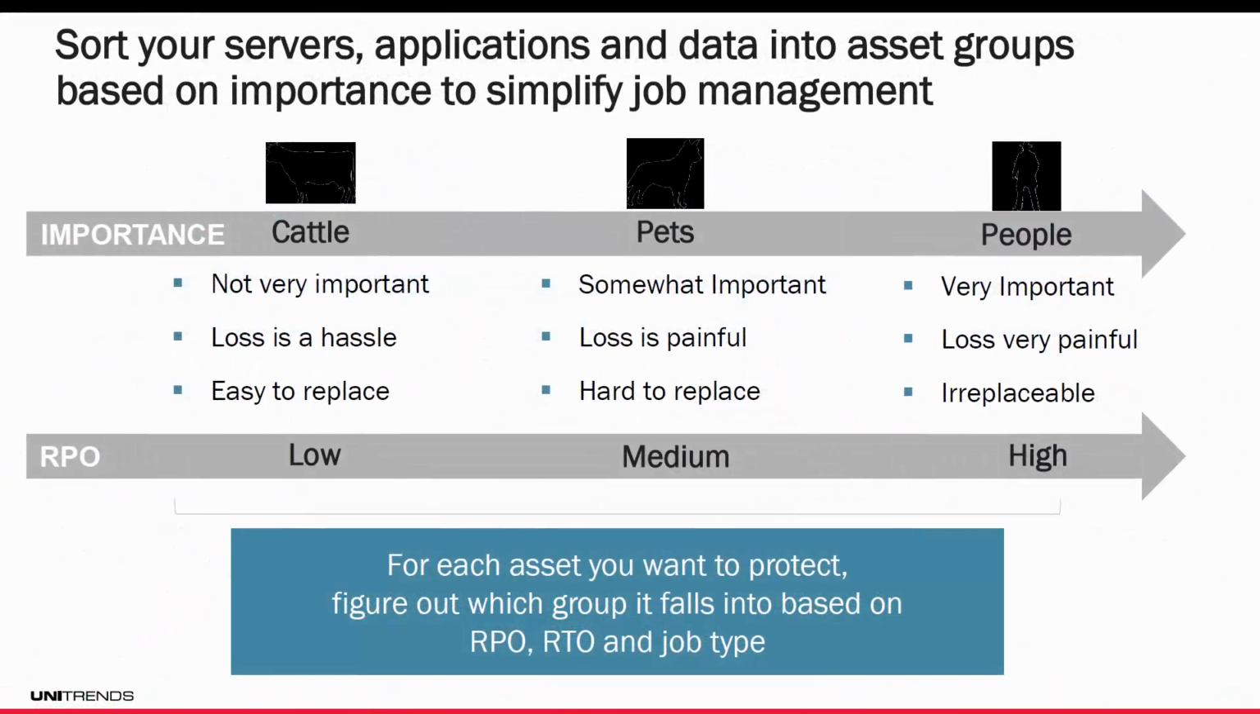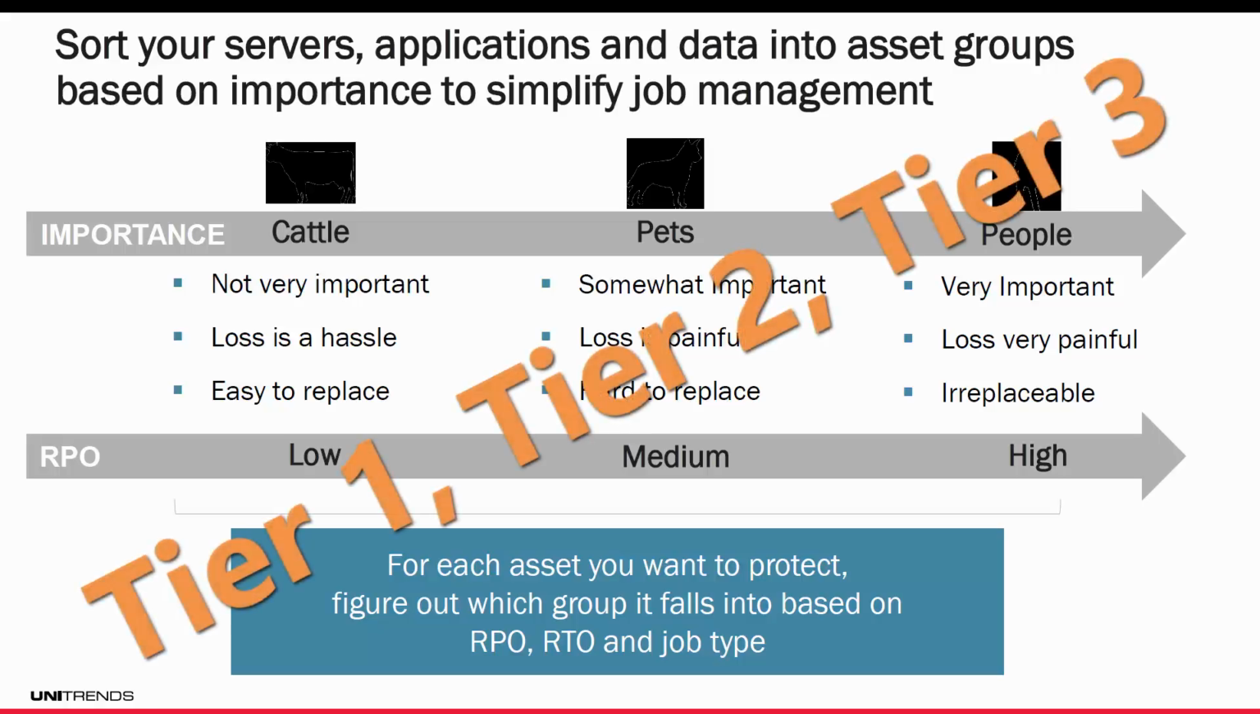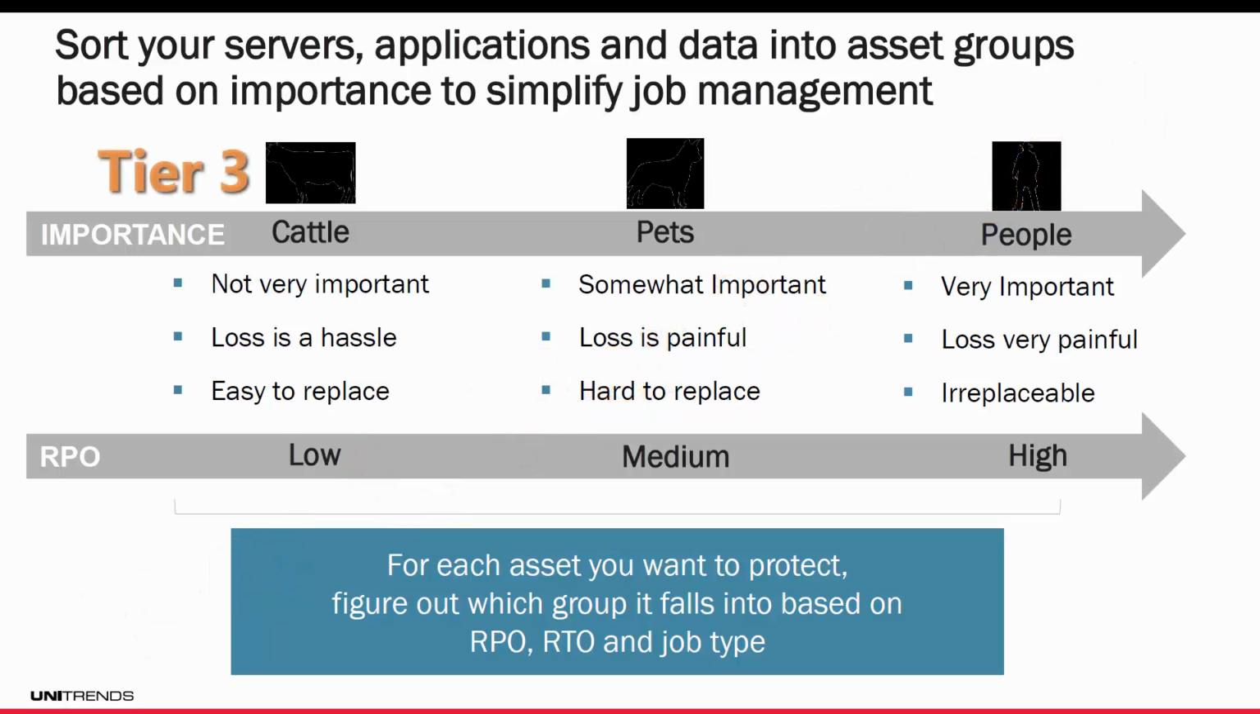Now, we're going to talk really quickly about sorting your servers and applications and data into these asset groups. Most people know them as Tier 1, Tier 2, Tier 3. That'd be the people, the pets, and the cattle, right? Cattle is Tier 3, pets would be Tier 2, and the people would be Tier 1.